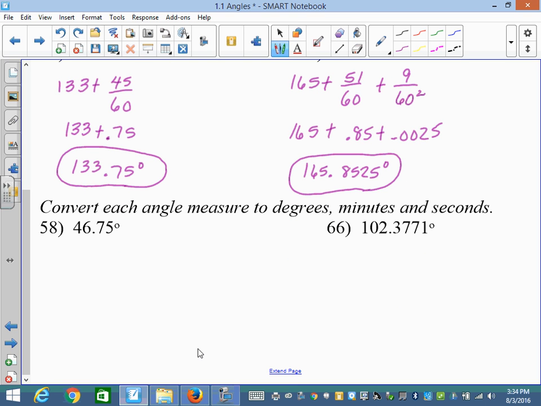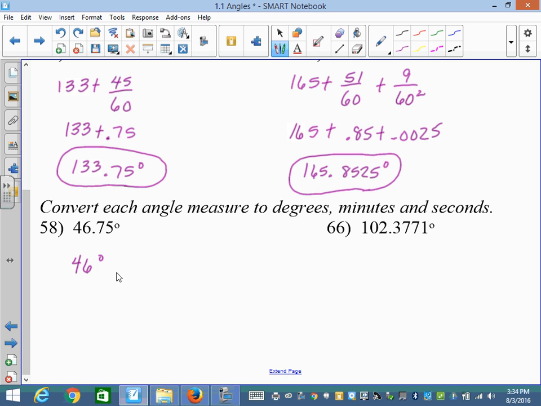Okay, next little bit is they're asking you to go the other direction. So keep in mind what we've done is to go from degrees, minutes, seconds to decimals. We went through and we were dividing. So now to go the other way, we have to do a little bit more adjustments going on. Like this first one, it is 46.75 degrees. So we're looking at this going, cool, I have 46 degrees, and I have that 0.75.